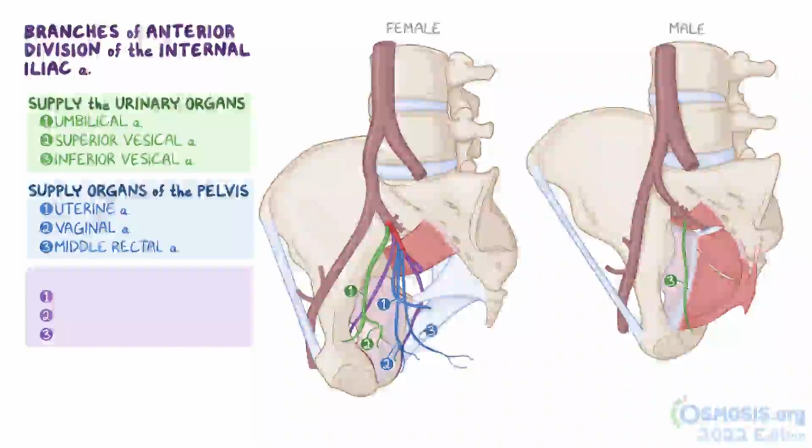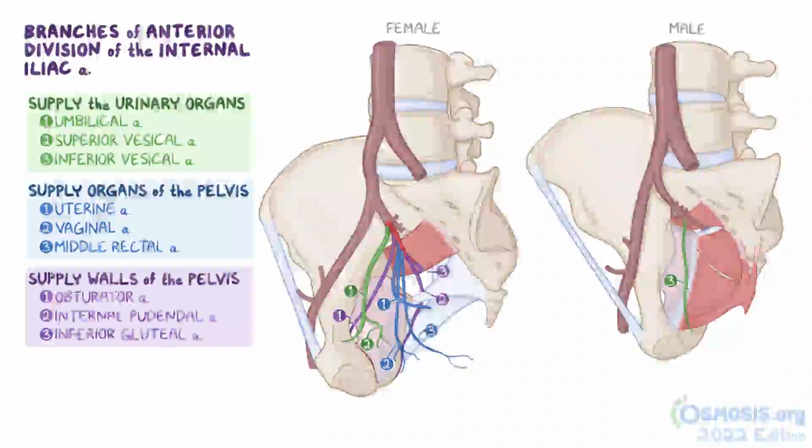The next group has 3 branches that supply the organs of the pelvis, which are the uterine, vaginal, and middle rectal arteries. Finally, 3 branches supply the walls of the pelvis, and these are the obturator, internal pudendal, and inferior gluteal arteries. Remember that these branches also supply structures of the genitourinary tracts, so they'll have variations depending on whether you're born biologically male or female.